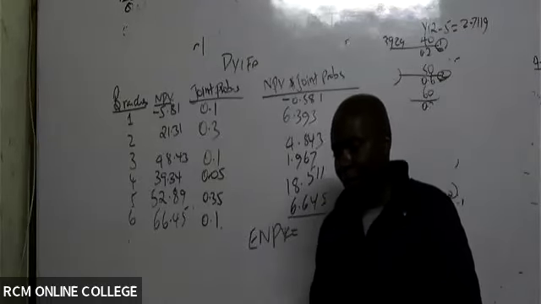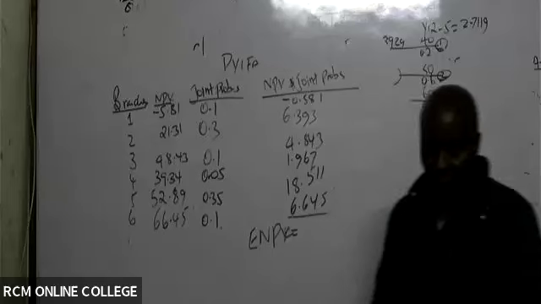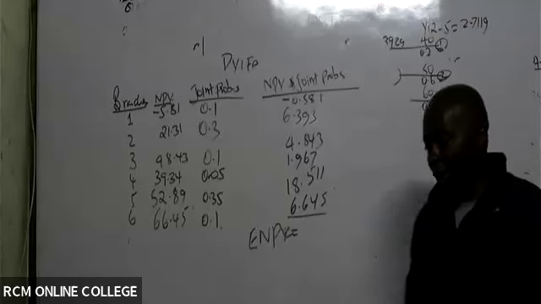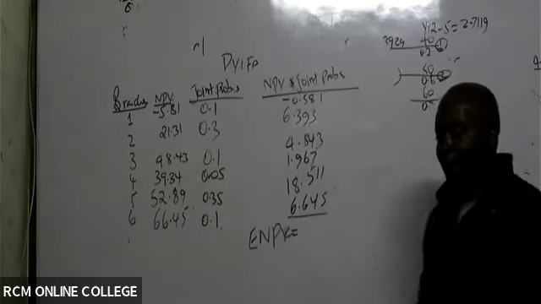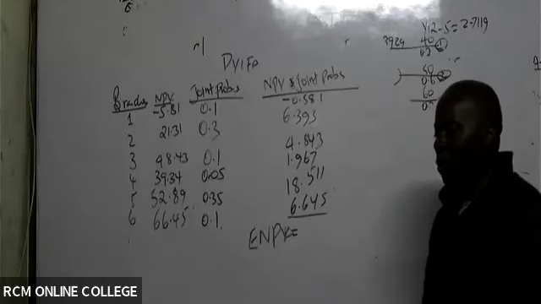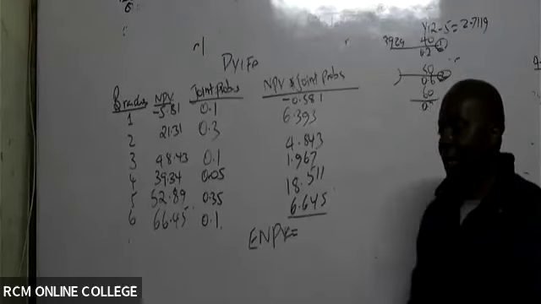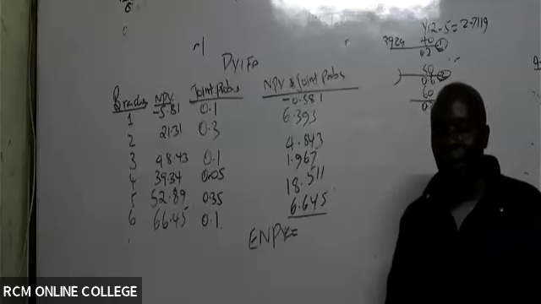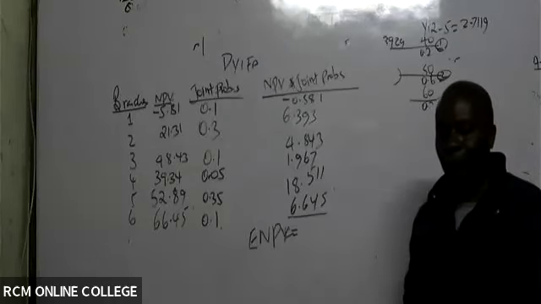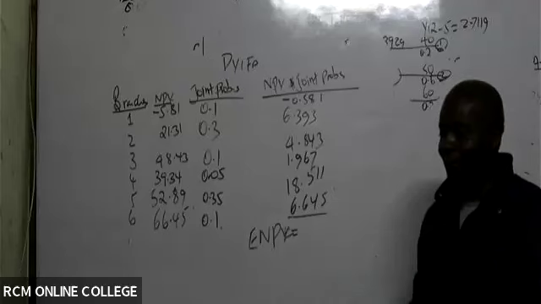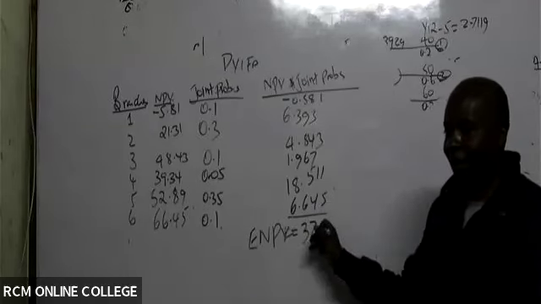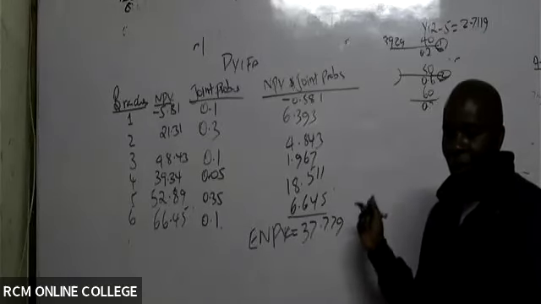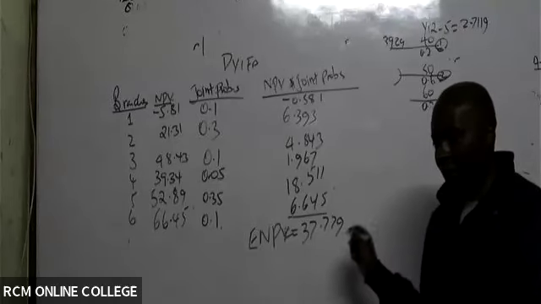Expected net present value. Which will end up giving me what figure when you add up everything? You're going to end up getting something. Expected NPV. Expected net present value. 37,780. So these are what you're supposed to compare with doing nothing, and doing nothing was 0, isn't it?